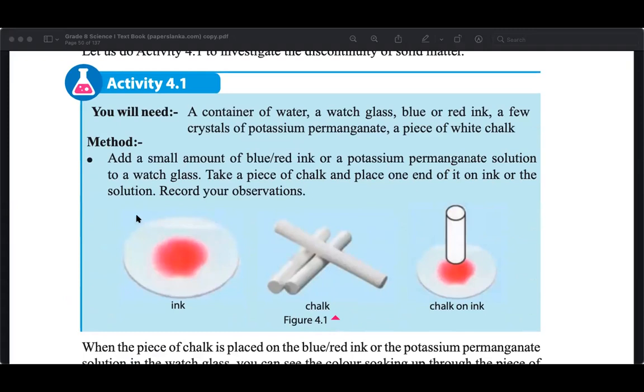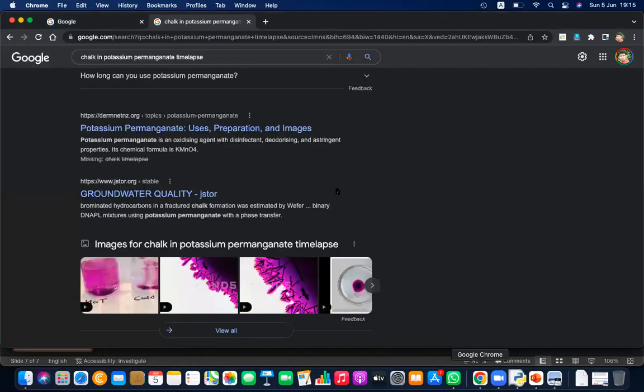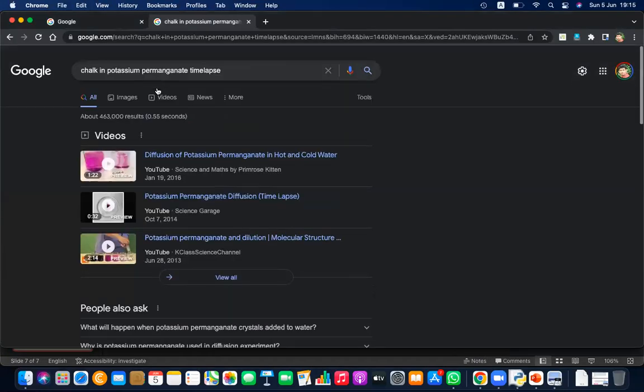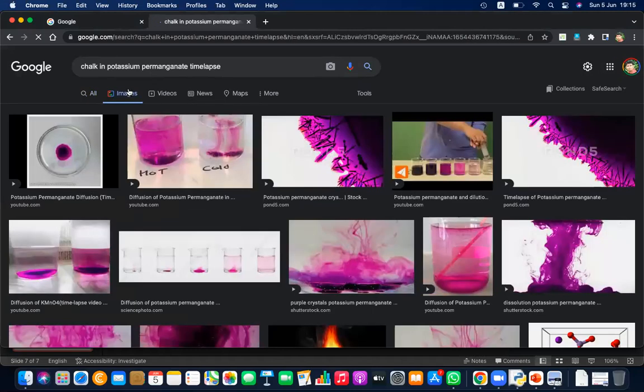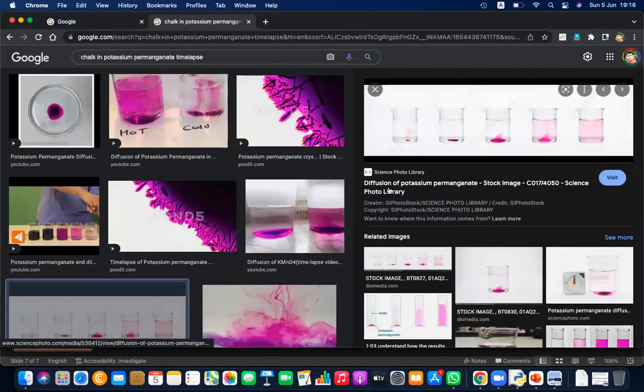Yeah, you can do that practical. Keep the chalk on top of this ink and do the practical. Oh, you cannot see that. Sorry, it's my mistake. Can you see it now? Yes, sir. Potassium permanganate. Actually, you can do the water diffusion practical. This is the water diffusion practical: how potassium permanganate diffuses in water. Maybe you can call it condis.